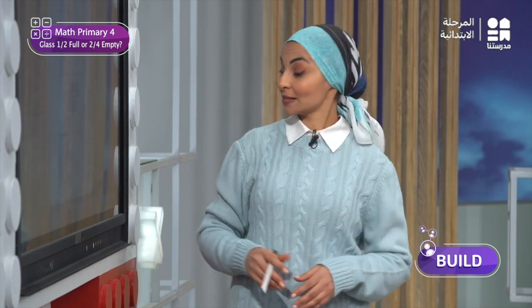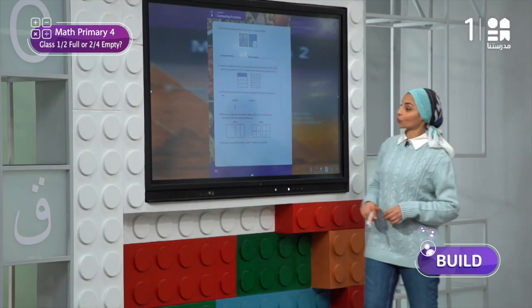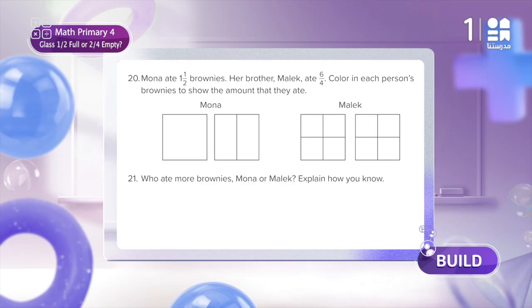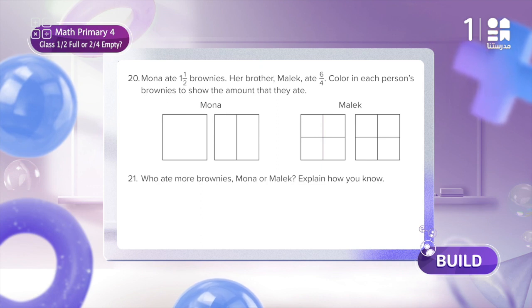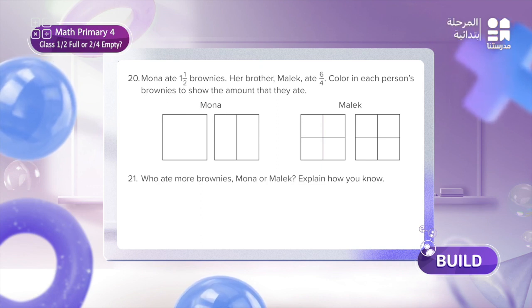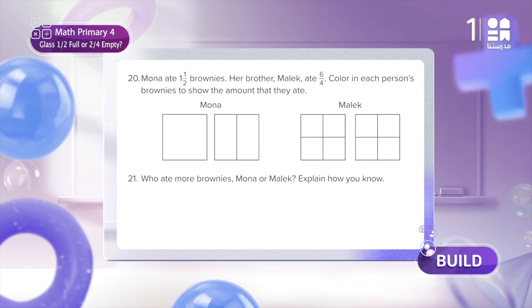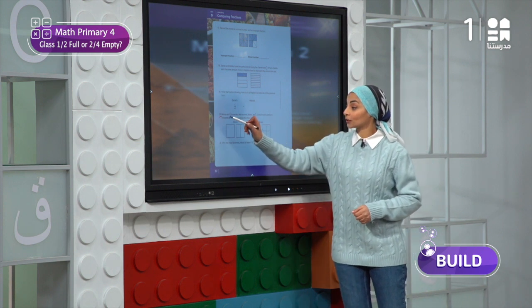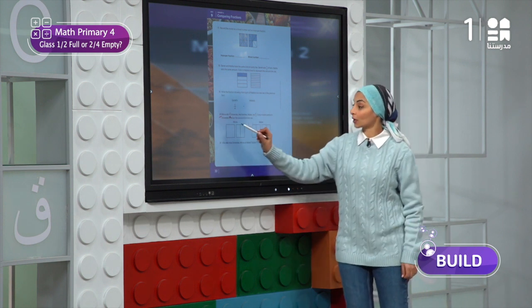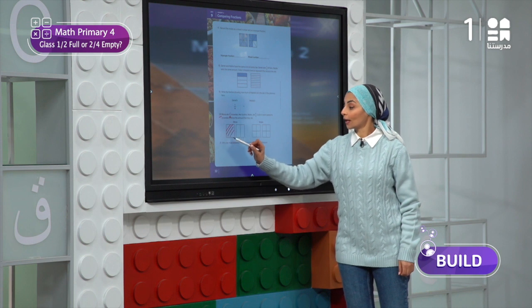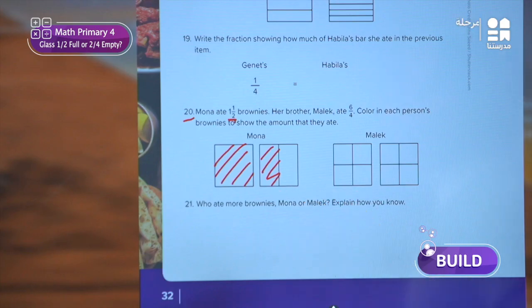And now in problem 20 تعالوا بقى let's go to problem number 20. Here is problem number 20. Here we want to color in the model the part that represents what Mona and her brother Malik ate from the brownies. أكلوا قد إيه من البراونيز بتاعهم. طيب تعالوا نشوف كده Mona's model. We will color one model and half of the second one. هي مش منى أكلت one and half brownies، يبقى I will color one whole and half part. يبقى كده I represent one whole and half.